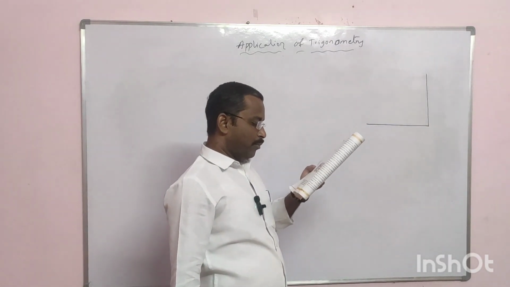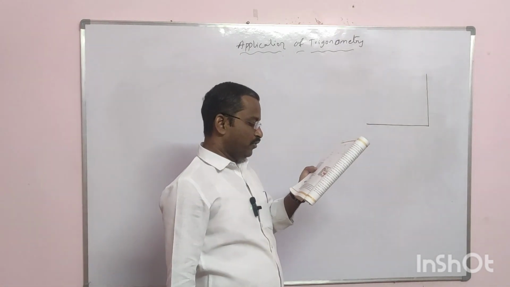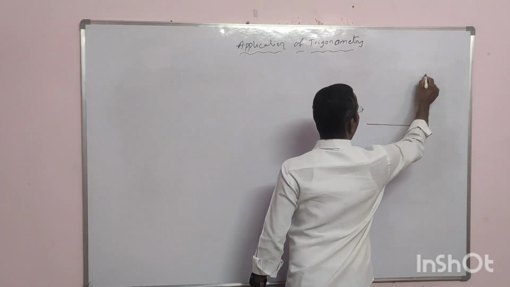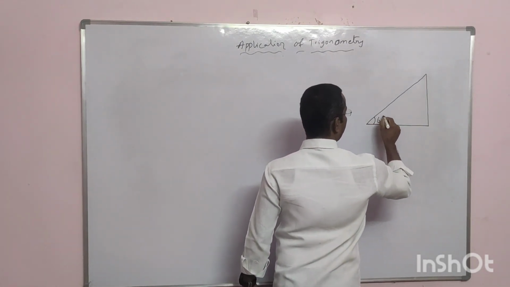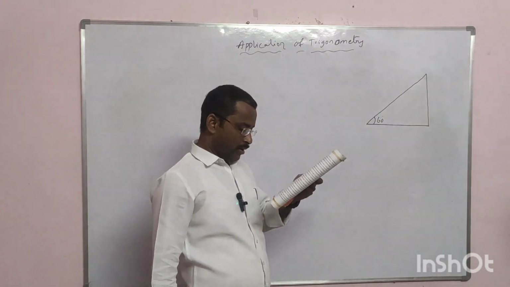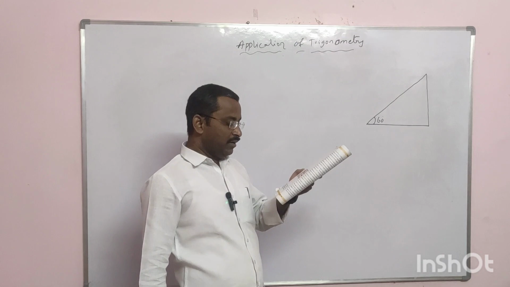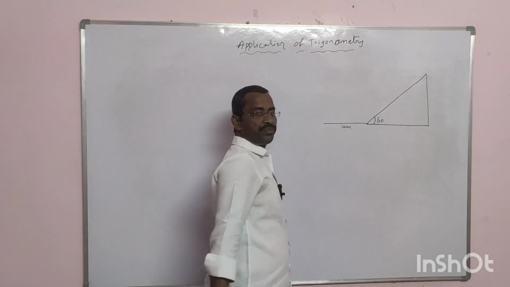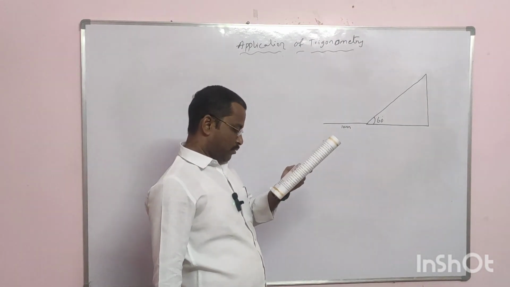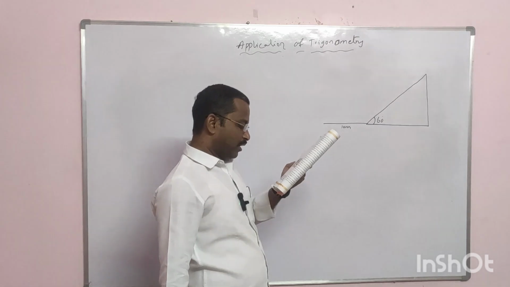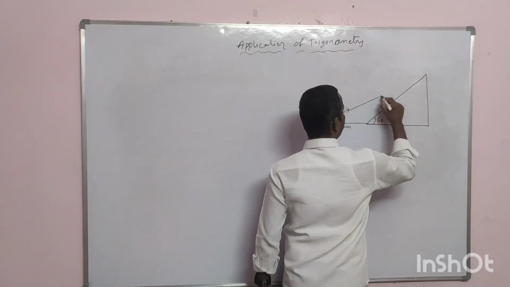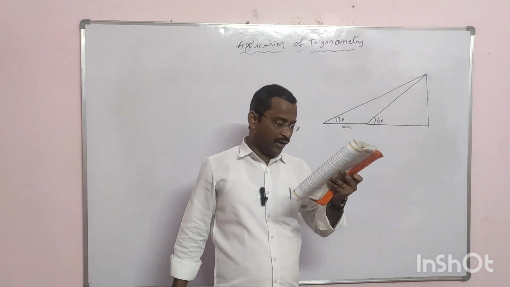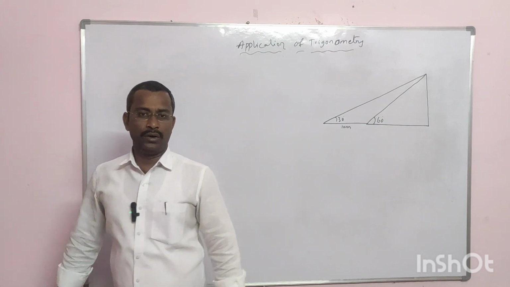What he says: from a point on the other side, directly opposite to the tower, the angle of elevation of the top of the tower is 60 degrees. So from here, the angle of elevation of the top of the tower is going to be what? 60 degrees. From another point, 10 meters away from this point, the angle of elevation of the top of the tower is going to be 30 degrees. He wants to find the height of the tower and the width of the road.